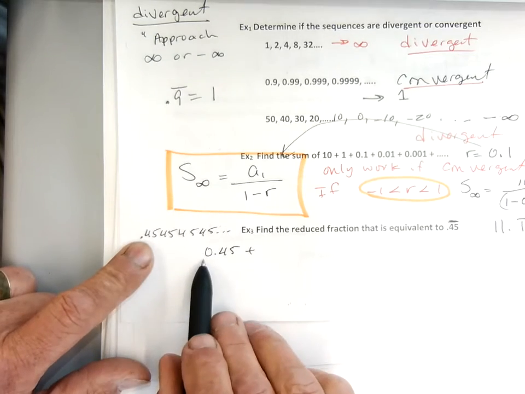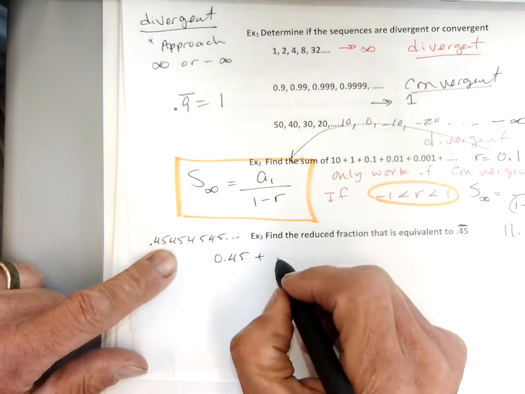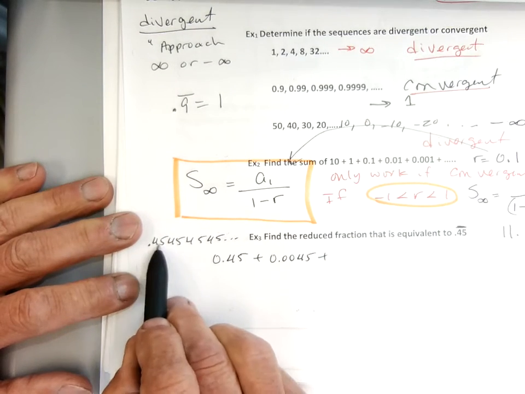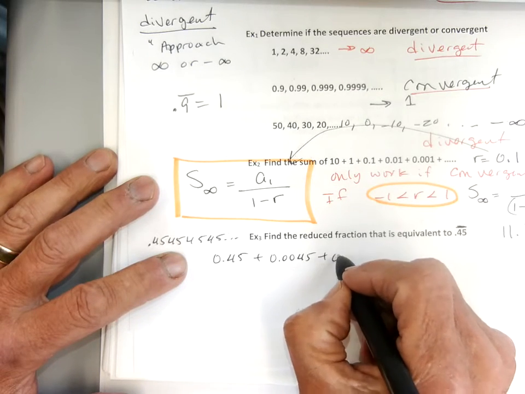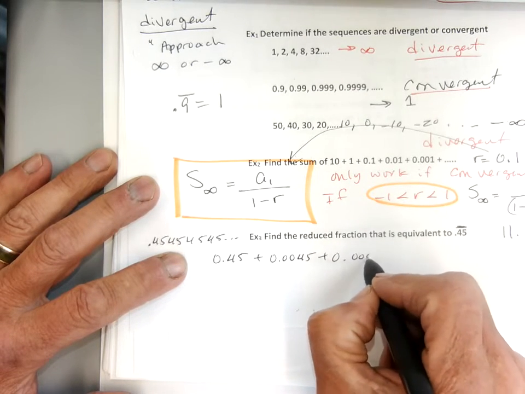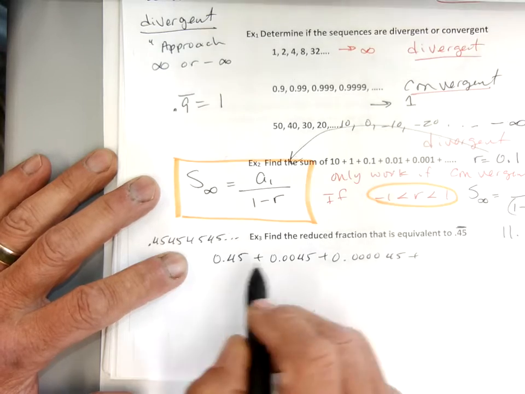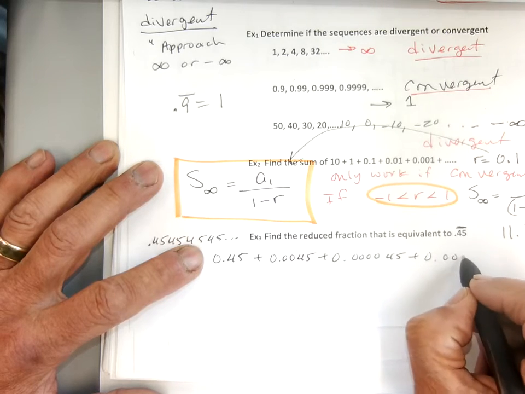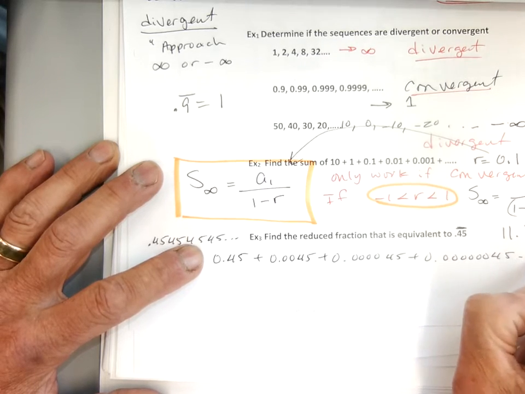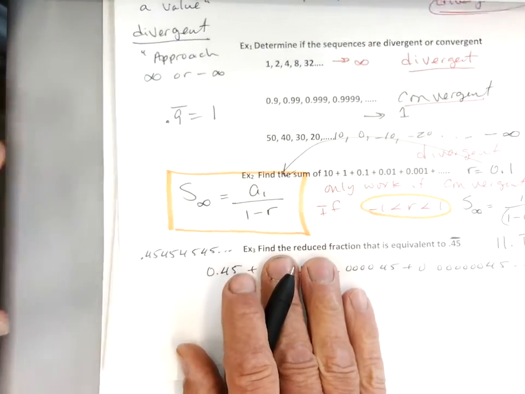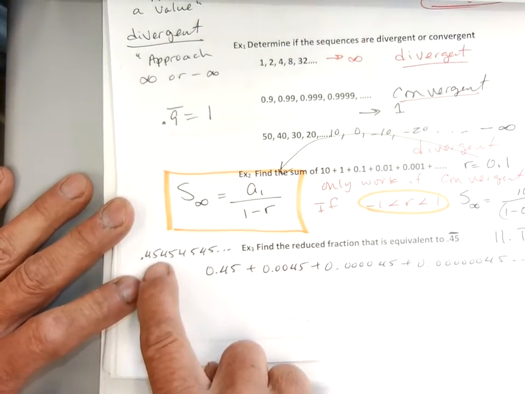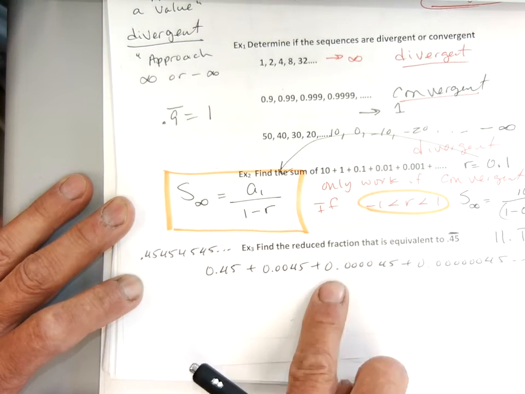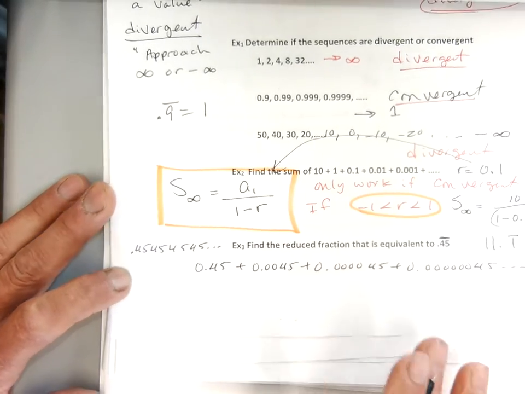So it would be 0.45 plus 0.0045, right? That puts me there. Plus 0.000045, right? That put me there. Plus, and so on. Okay, that is really what's going on. If you were to add all of these, they kind of fit in with the 45s. You see that? If I add these, that 45 fits there. If I add these, they fit there, okay? So it should be some fraction.